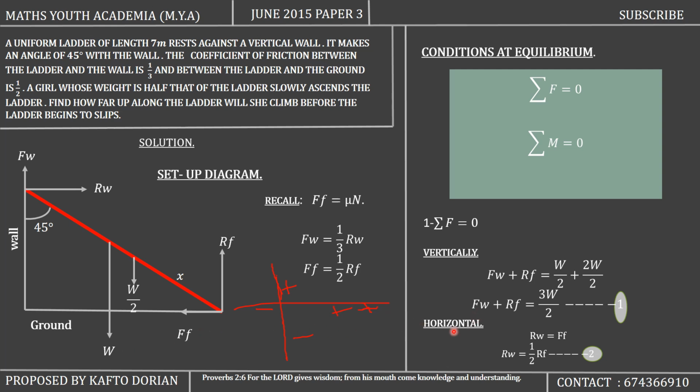Okay, summing forces horizontally, I'll have the normal reaction force from the wall, which is pointing in the positive direction, which is RW, correct? I have my frictional force of the floor pointing in the negative direction, this direction here. I have the normal reaction force of the wall minus the frictional force of the floor equal to 0. I will send the frictional force of the floor to the right-hand side to be positive. Take note that the frictional force has been calculated here as the coefficient of friction between the floor and the ladder, which is half, times its normal reaction force. I'll substitute here to have my equation 2.